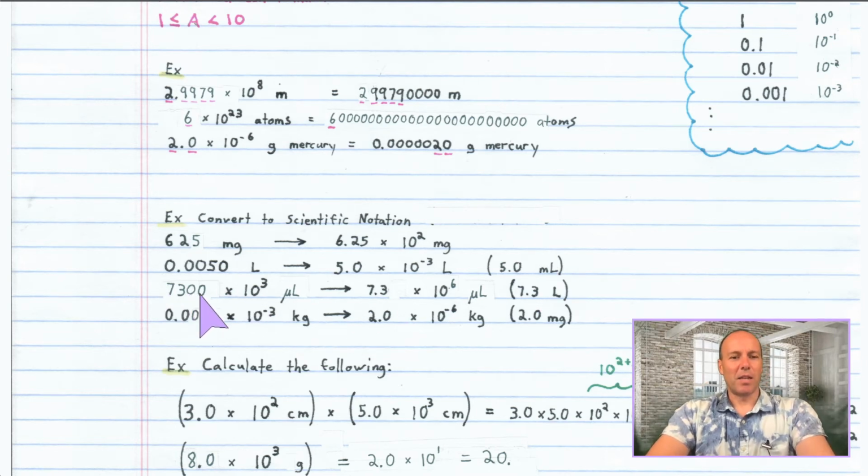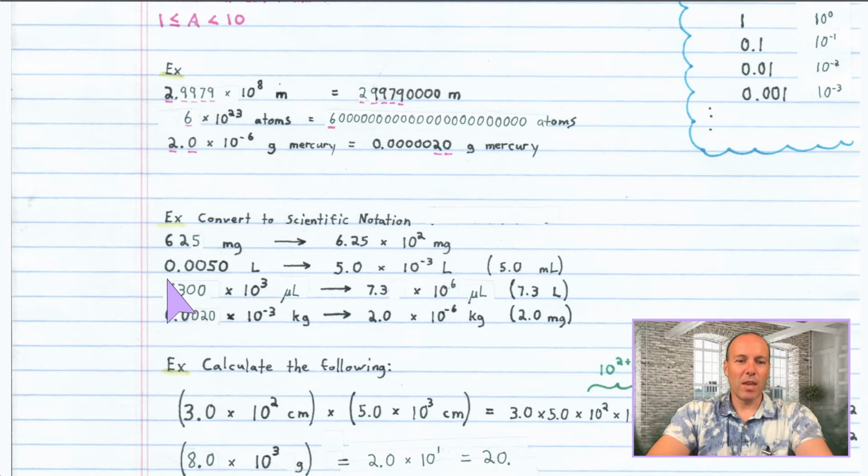looks like it's in scientific notation, but it's not. So you have a number times a power of 10, but this is not a number between 1 and 10. This is 7,300 times 10 cubed microliters. So we have to fix this, and so let's convert.